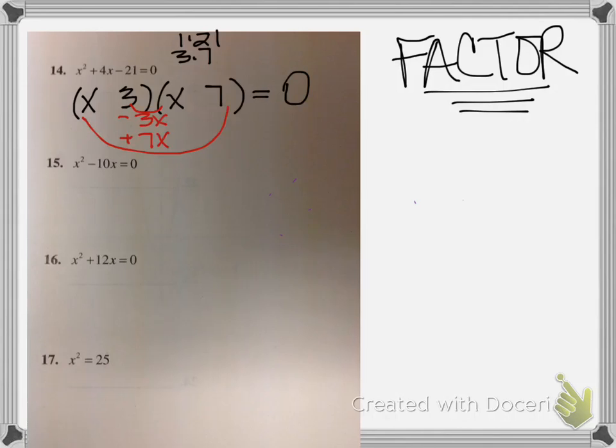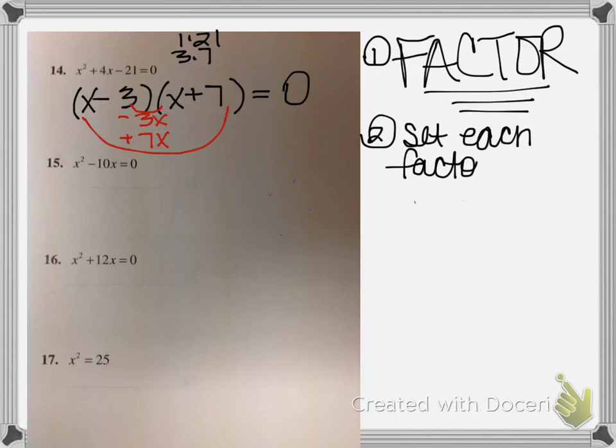So it'll be negative 3, positive 7. Remember though, not only do we factor, we have to factor first. That's the first thing we do. Then we set each factor equal to 0 and solve. So many students stop after they factor, but you're not done.